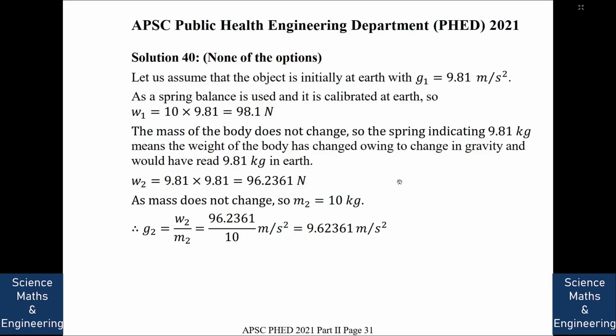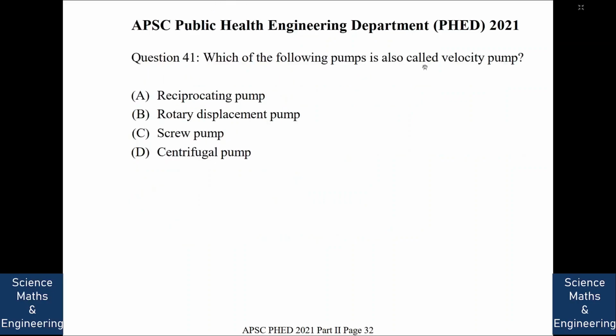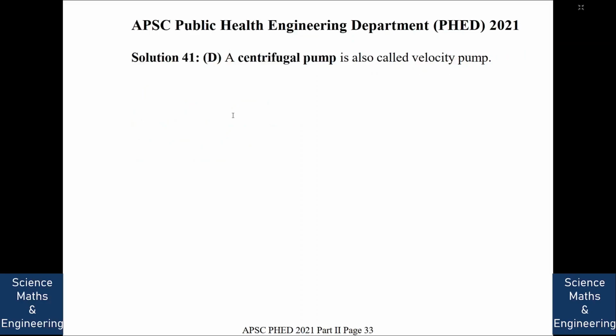However, had it been given that our weight was 10 Newton and now it is 9.81 Newton, then we could have got a different answer, which would have been much more reasonable in this question. So we'll go to the next question. Which of the following pumps is also called velocity pump? So the answer is a centrifugal pump is also called velocity pump. We'll go to the next question.